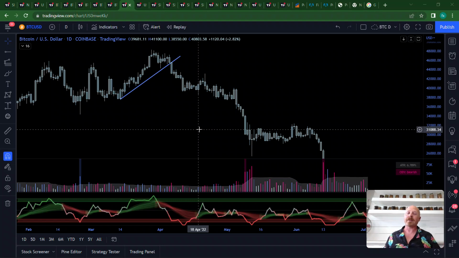Guys, high probability trades. This is what you want to focus on for big moves, big money trades. I'm going to show you here an example on Bitcoin, how I found that 48,266 top. I'm going to show you also on the Russell.